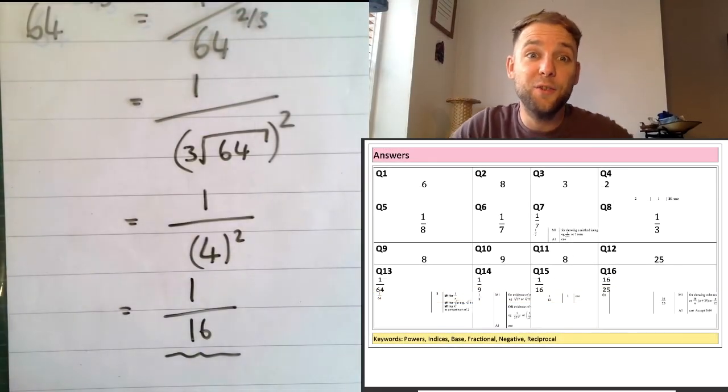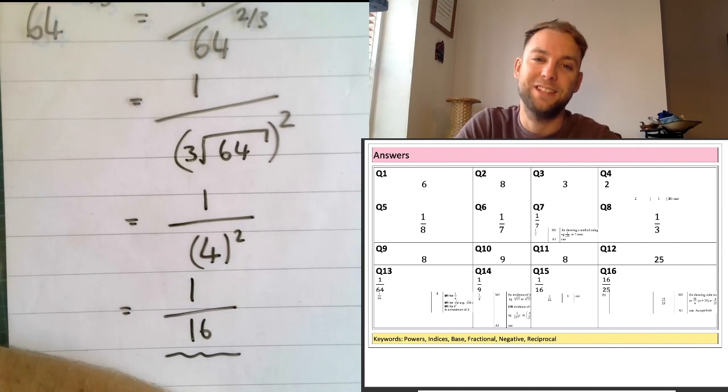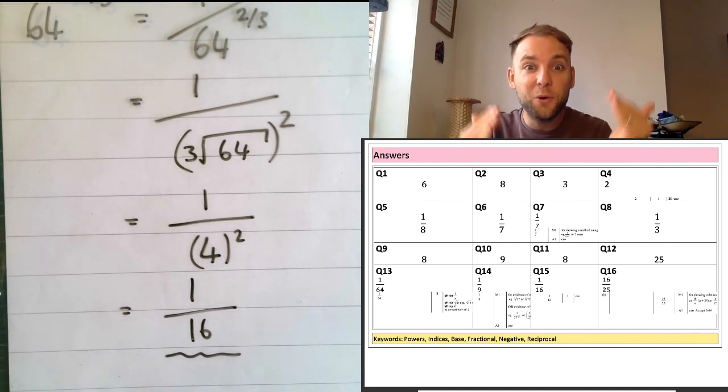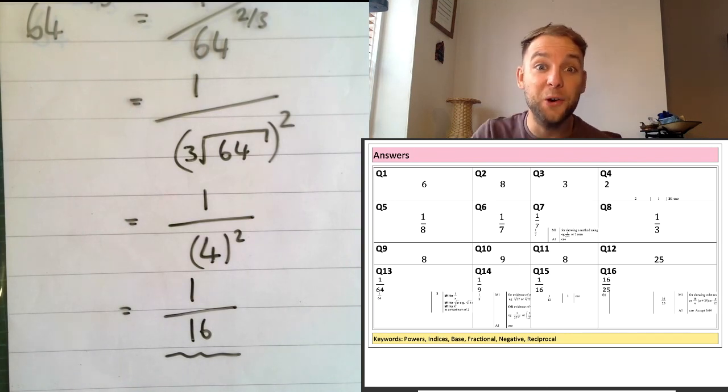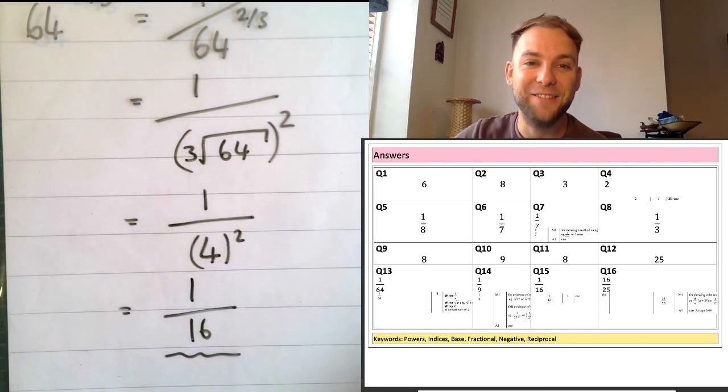Brilliant. So thank you for watching this video on fractional indices. It is a tricky one, especially knowing all the cubes and the squares. So do make sure you're having a go at these questions. Remember, the only way to learn maths is to do it, and have a lovely day.